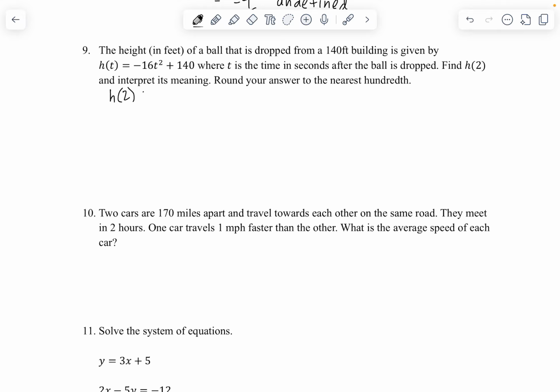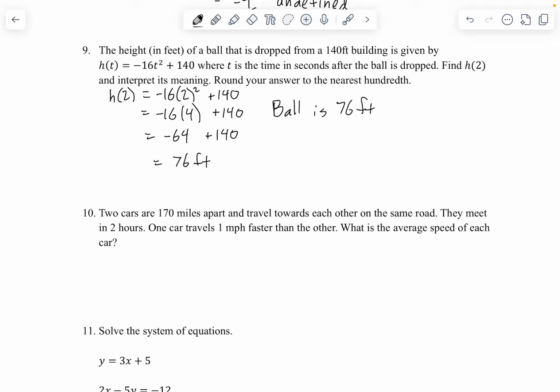The interpretation here is that the ball, remember the ball is being dropped from a 140-foot building. This tells me that after 2 seconds have passed, the ball is 76 feet above the ground. Okay. Ball is 76 feet above ground after 2 seconds.